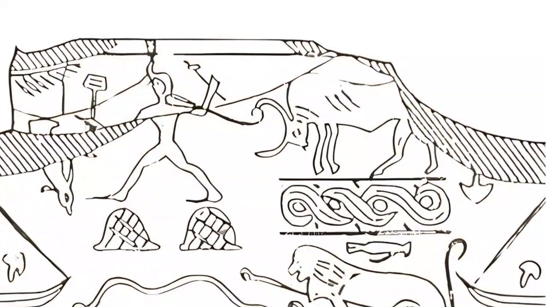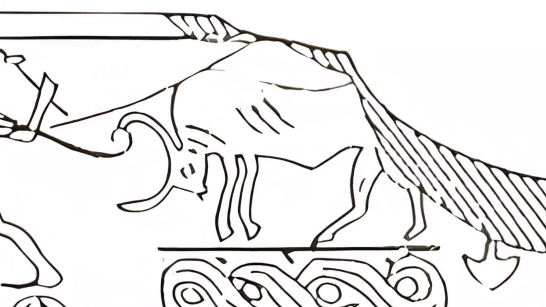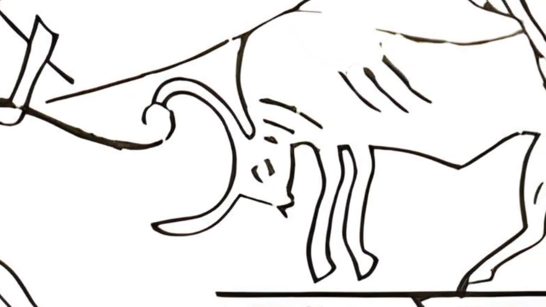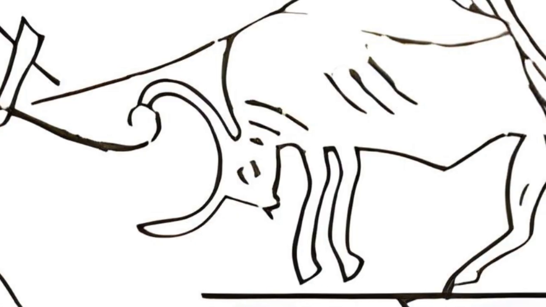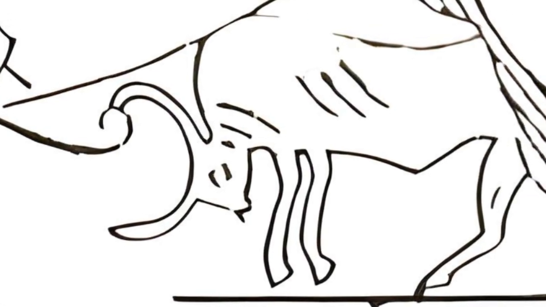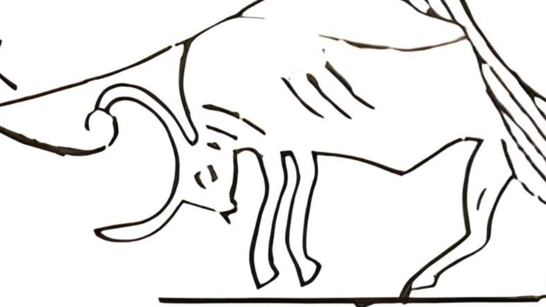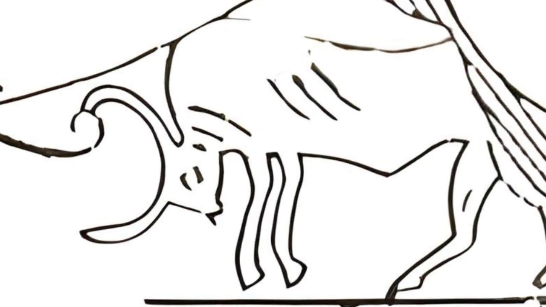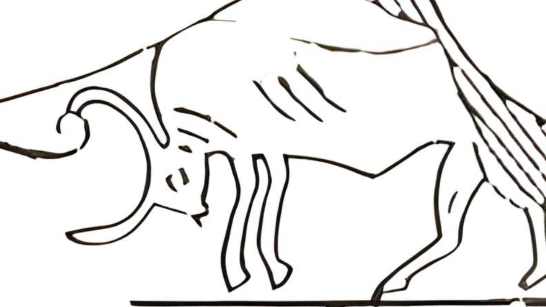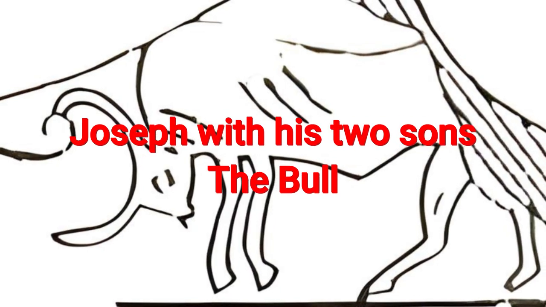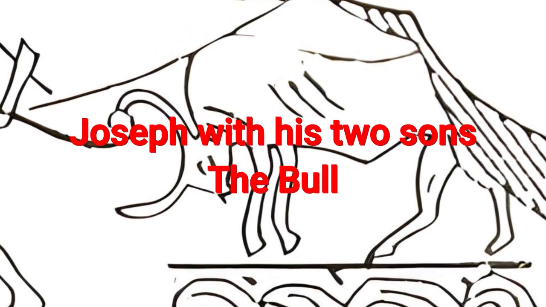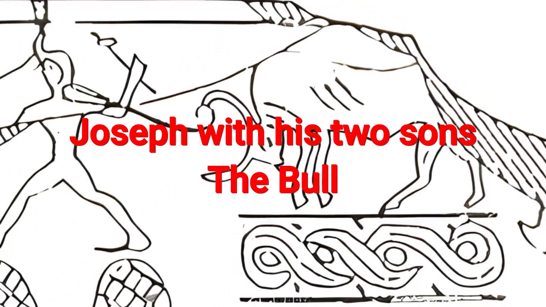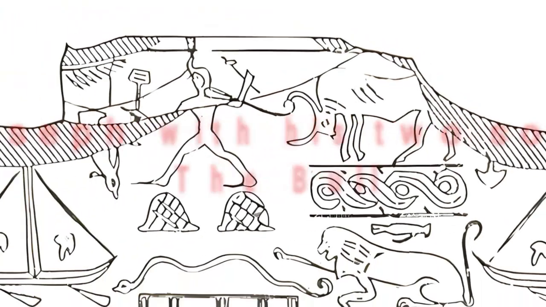Deuteronomy 33 verse 17 states the following about Joseph. His splendor is like that of a firstborn bull, and his horns are the horns of a wild bull. With them he will push peoples altogether to the ends of the earth. They are the tens of thousands of Ephraim, and they are the thousands of Manasseh. The bull, depicted in the image in an attacking position, with both horns clearly defined, represents Joseph with his two sons, Ephraim and Manasseh. This suggests the dominant position of Joseph's clan in Egypt.